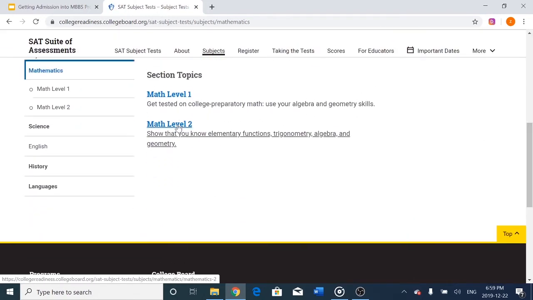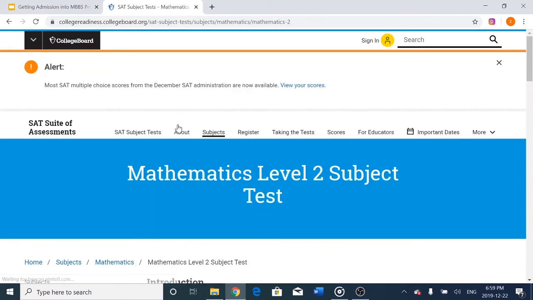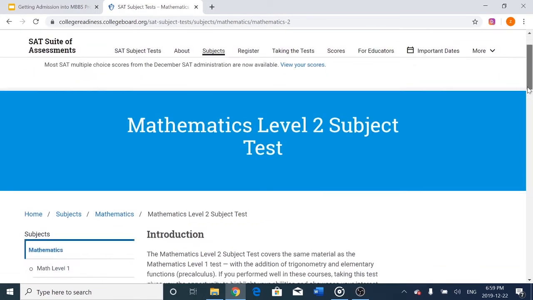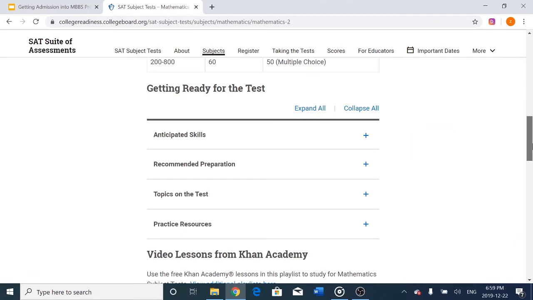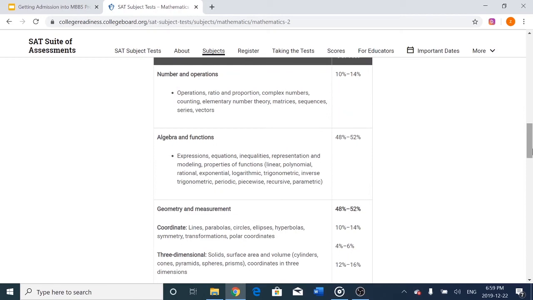So we have math level 2. You'll know that math level 2 has more trigonometry and more complex mathematics. For topics on the test, you just go under there. Number and operations: you're going to have complex numbers, elementary number theory, and matrices. You're going to have to know matrices. There's usually one question on matrices. This is an important question. You need to know your sequences, your series, and vectors. There's usually always a question on vectors and matrices, and they usually come under the hard category.